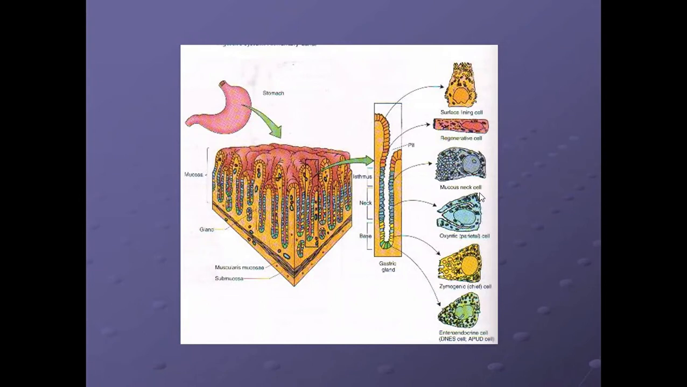And then you have your mucous neck cells. Certainly it has its function. And then the oxyntic, and then you have the zymogenic and enteroendocrine cells. We will discuss more in succeeding slides.